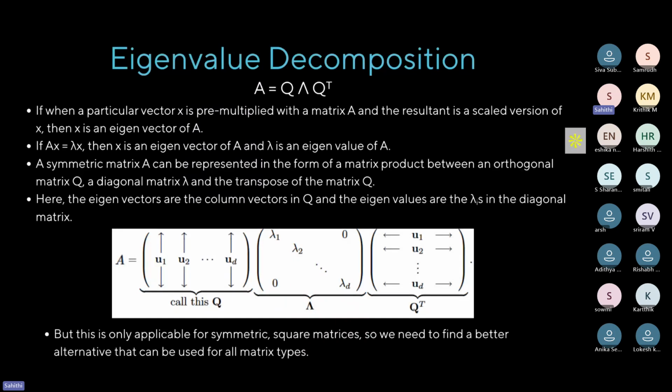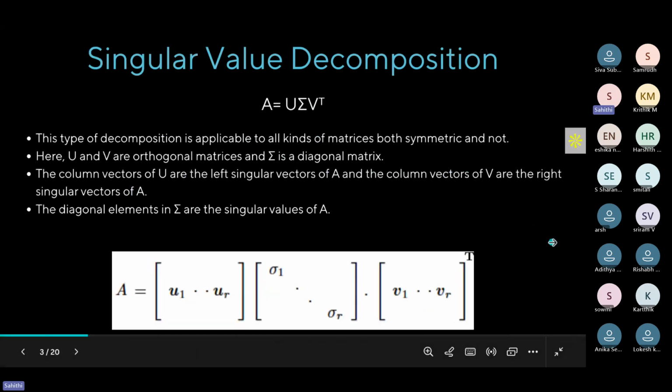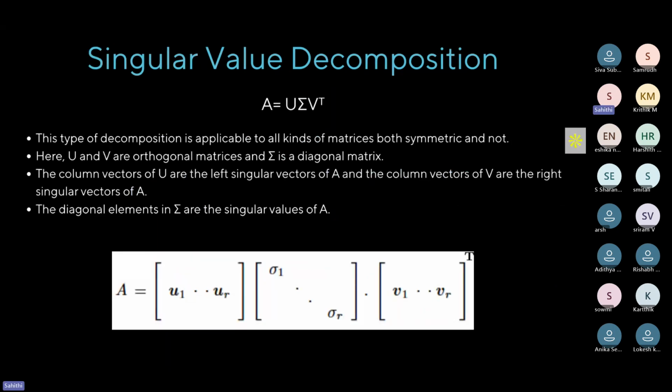So what is eigenvalue decomposition in the first place? When you have a vector x and you're pre-multiplying it with the matrix A, and the resultant is just a scaled version of this vector x, so that Ax is equal to lambda x, then x is the eigenvector and lambda is the eigenvalue of the matrix A. And the symmetric matrix A can be represented as the matrix product of an orthogonal matrix Q, a diagonal matrix lambda, and the transpose of the matrix Q. Here, the eigenvectors are the column vectors in Q, and the eigenvalues are the lambda i's in the diagonal matrix. Again, that's only applicable if A is a symmetric square matrix.